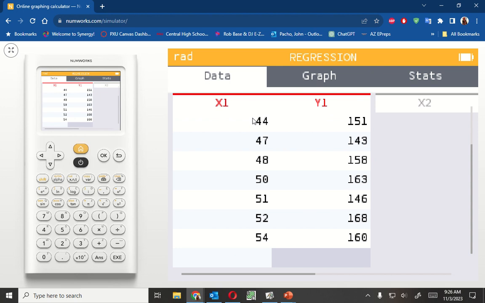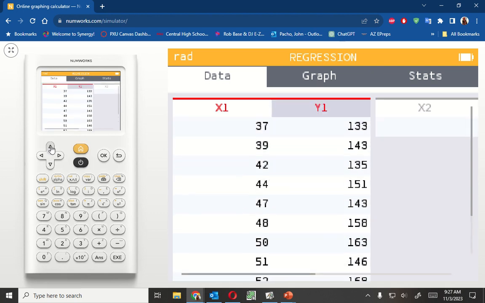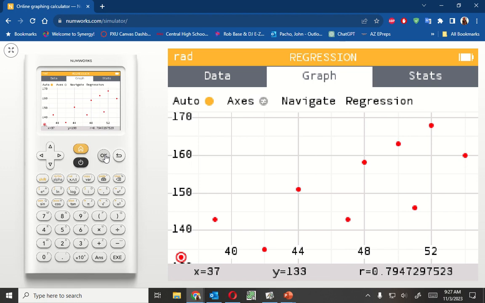So hopefully we have all this in there. Make sure you're taking notes on how to enter it. Blue one? Yes. All right, so data. And watch. Let's go to graph. See what the graph says.